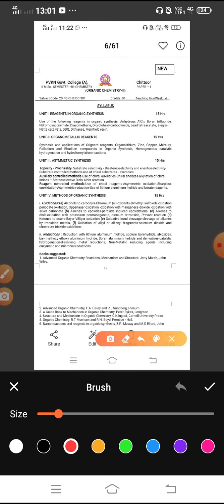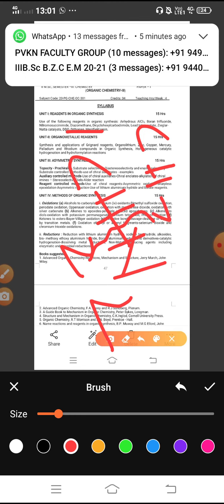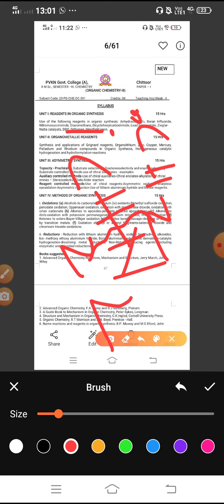Next one is diazomethane. Diazomethane, CH2N2, is called diazomethane. We know that in first year we discussed carbenes. In carbenes we are using diazomethane, CH2N2, which decomposes into CH2. This is carbene. So diazomethane is used as the source of carbene.